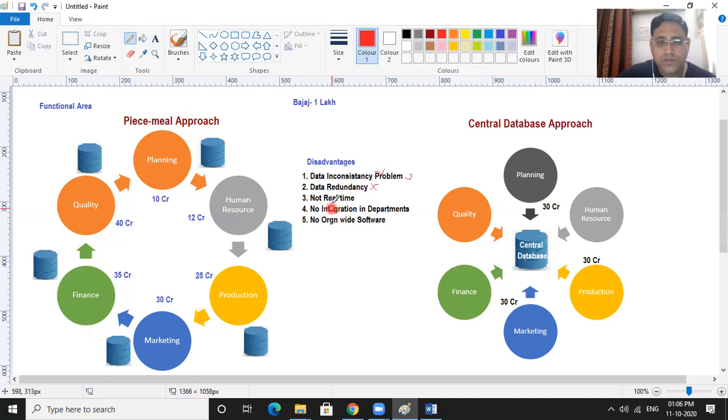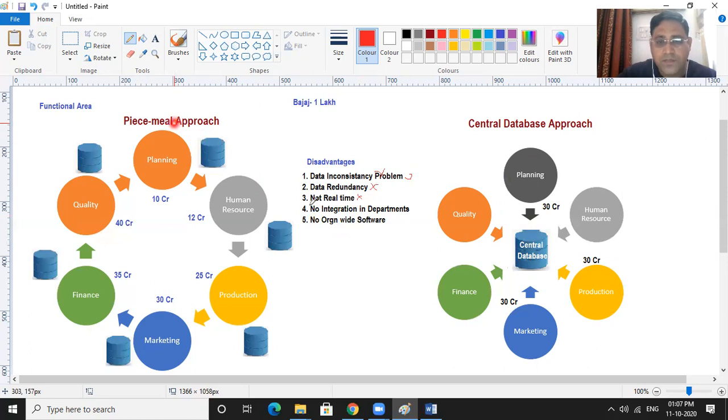Earlier the piecemeal approach was not real time, but this is a real time system. Here all the departments and databases are connected through the internet, and each and every transaction or piece of work happens through an online mechanism. So if one manager sitting in India updates something on the server, another manager sitting in the USA can get that data. Everything is happening in real time. So with the central database approach, we eliminated this problem as well.